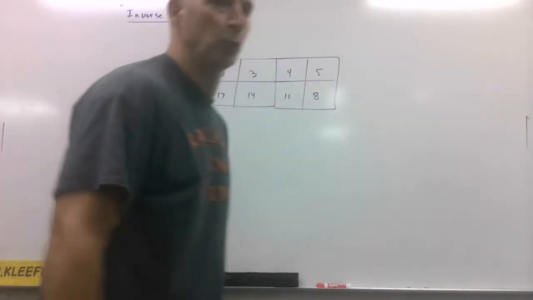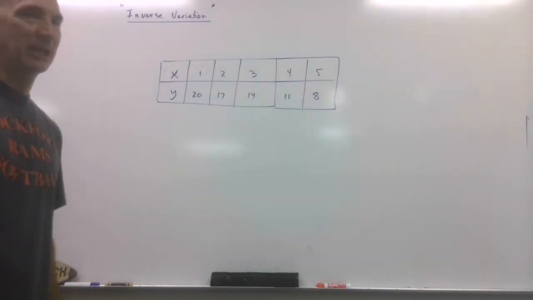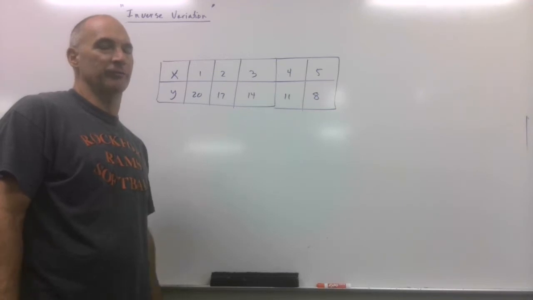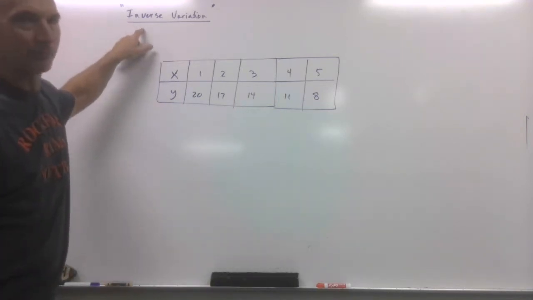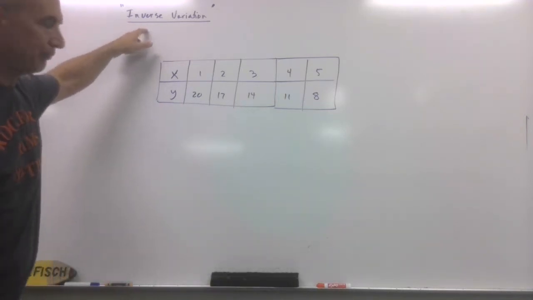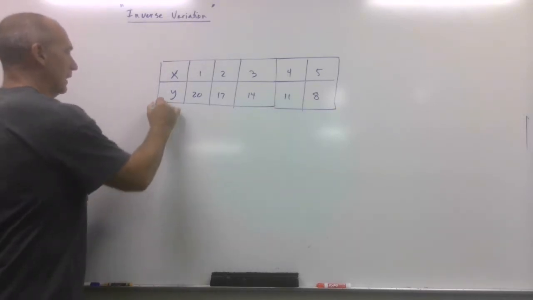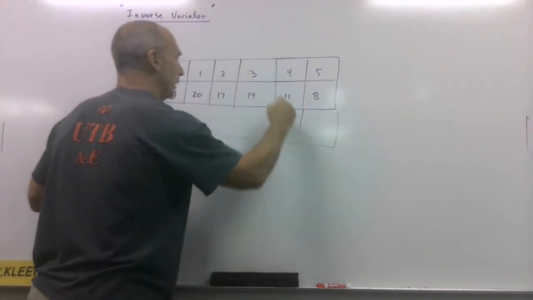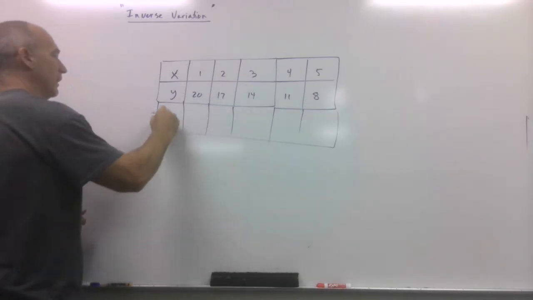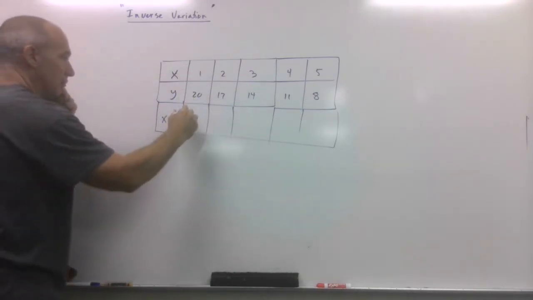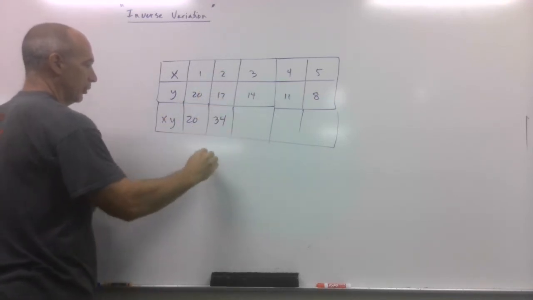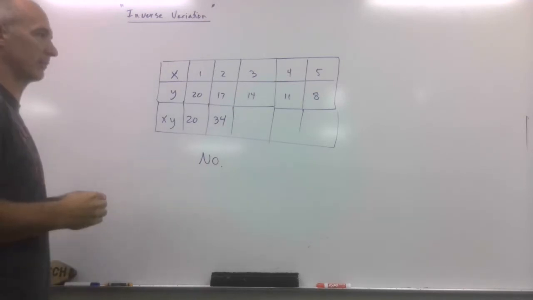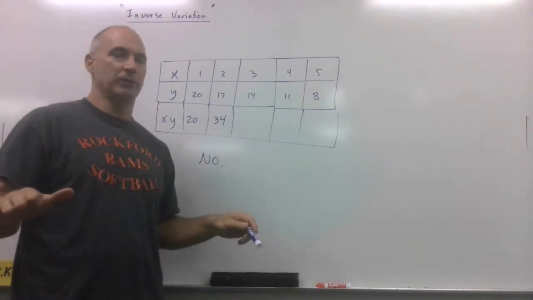Okay, example 2. You can probably guess what I'm going to do with this. The first one was consistent with inverse variation. If you look at this one, we check x times y: 1 times 20 is 20, 2 times 17 is 34. Guess what? You don't even need to do the rest of them. This is like, nope, there's no inverse variation.